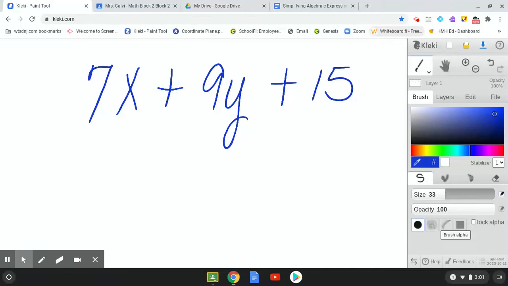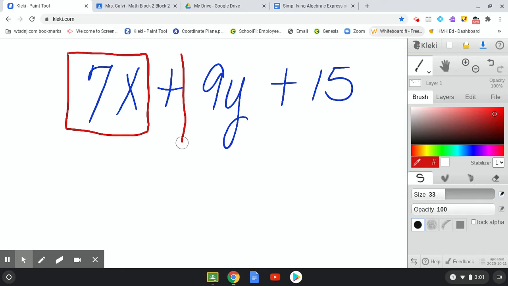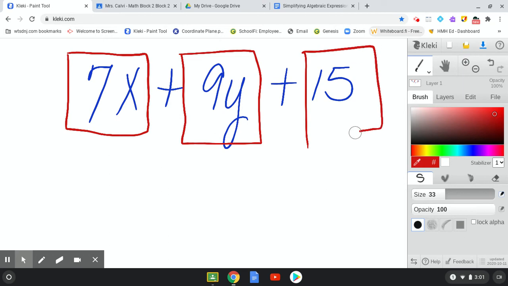Quick review on simplifying algebraic expressions. So I have here on my screen 7x plus 9y plus 15. Well, the first thing we want to talk about is how many terms an expression has. So in this case, we have 7x is one term, 9y is another term, and 15 is a third term. So this expression has three terms.